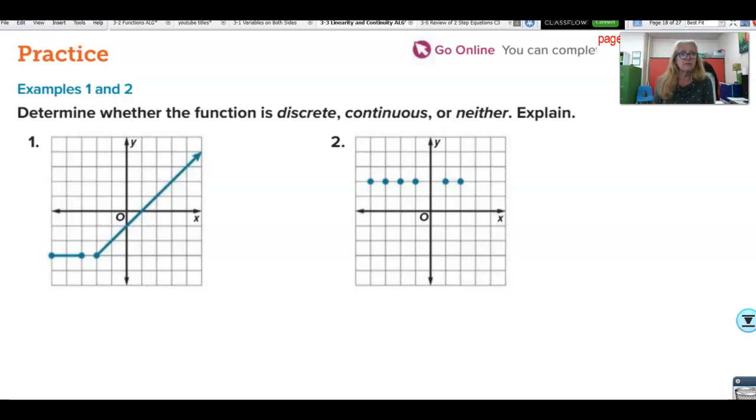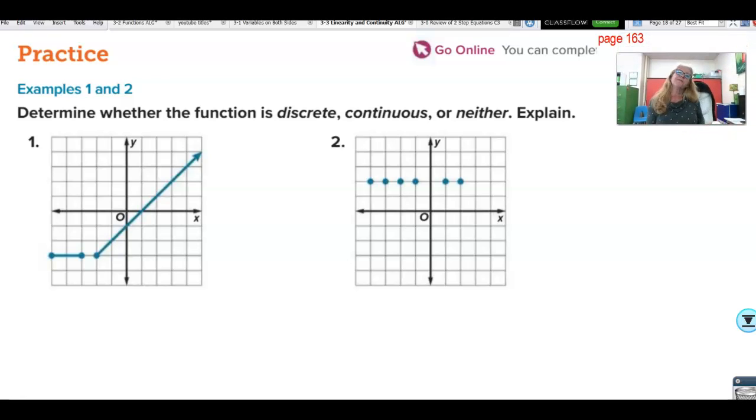These are your practice problems, okay? We'll start on page 163. Let me move my little camera down so you can see the page number. We're going to be starting on page 163. Remember, these are either discrete, continuous, or neither. And it has to be all or nothing, or else it's just neither.